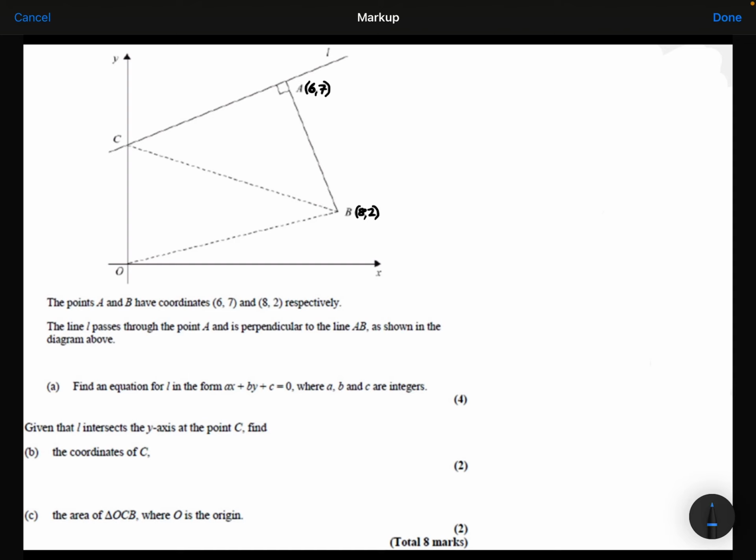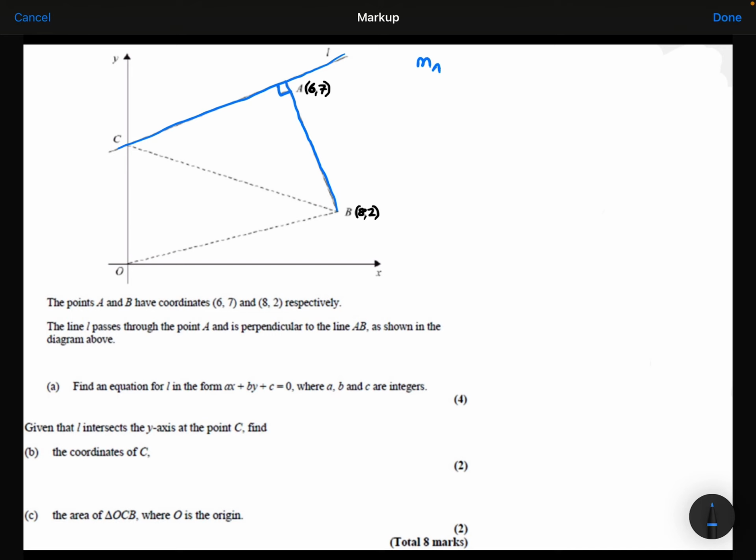So I know that my line L is perpendicular to the line AB. So if I can work out the gradient of the line AB, then I can do the negative reciprocal to get the gradient of the line L, because they are perpendicular.